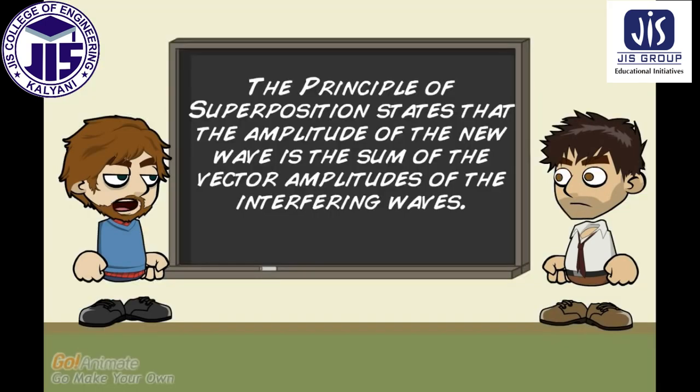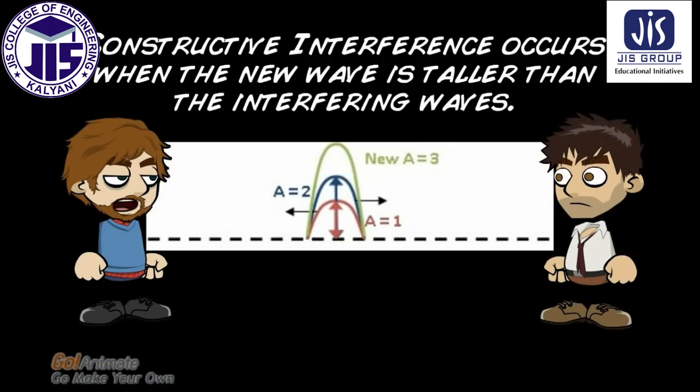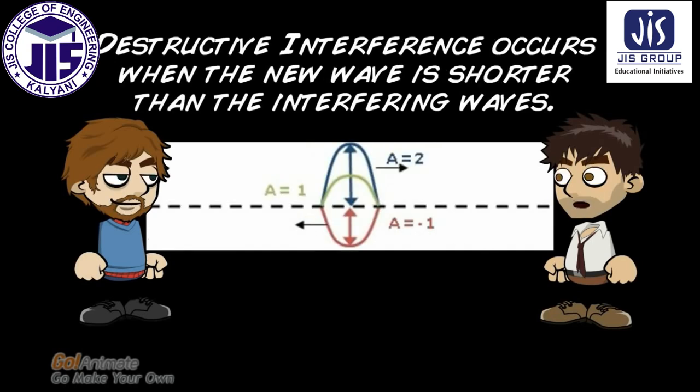This rule, to find the new amplitude you add the vector amplitudes of the interfering waves, is called the principle of superposition. Anytime that waves interfere, we can use the principle of superposition to find the amplitude of the new wave formed. When the principle of superposition gives us a new amplitude that is larger than what we started with, we call the situation constructive interference. But, when the interfering amplitudes combine to make a shorter wave, we call it destructive interference.